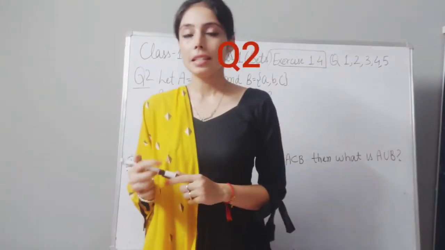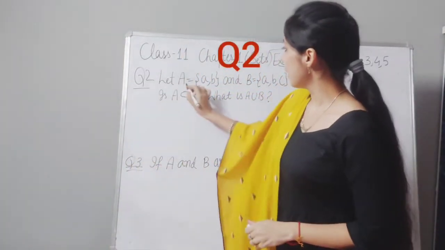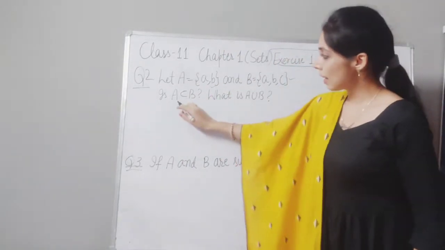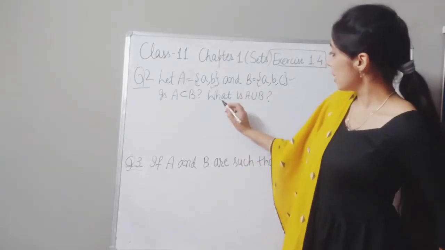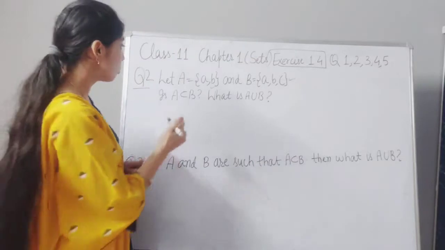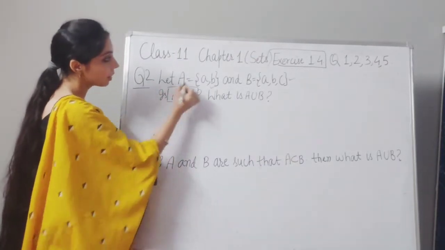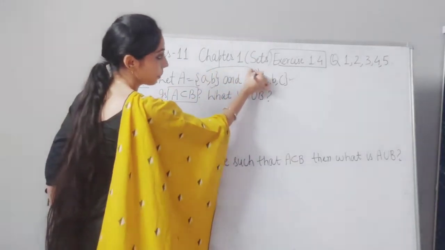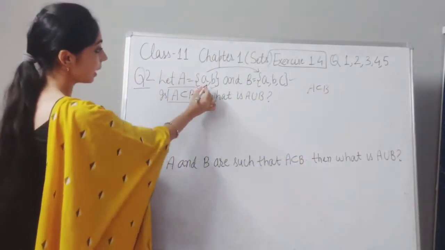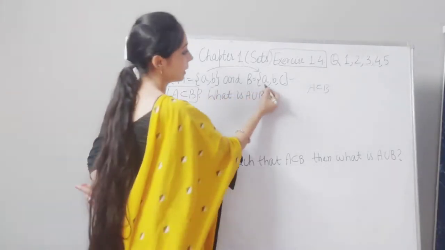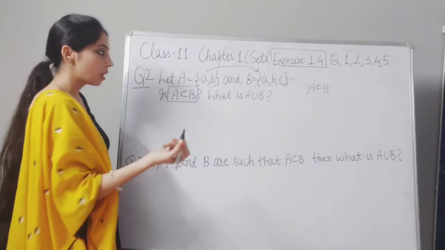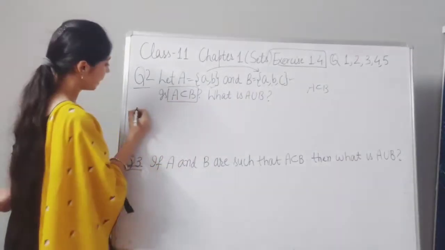Okay, let's discuss question number 2. Let A be equal to {a, b} and B be equal to {a, b, c}. Is A contained in B? Second is, what is A union B? Okay, first of all, what is the definition of containment? If all the elements of A are in B, then we say that A is contained in B. Here A contains a, b and B contains a, b, c. So all the elements of A are in B. So A is contained in B.